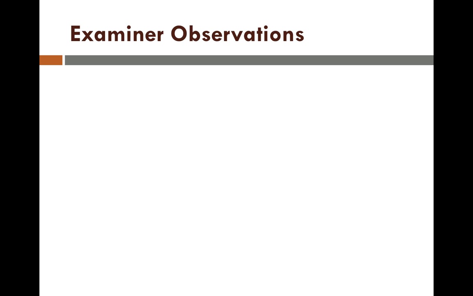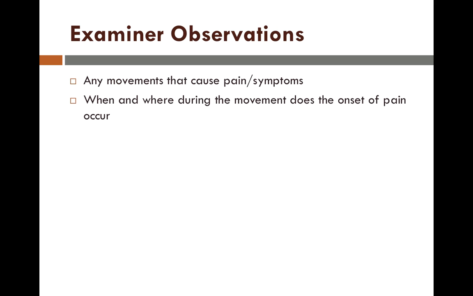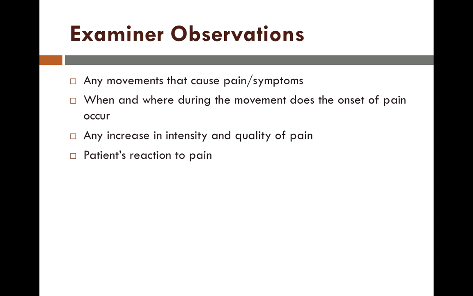What do we observe as an examiner? We are looking for any movements that cause pain or their symptoms. When and where during the movement does the onset of pain occur? Is there any increase in intensity and the quality of pain? What is the patient's reaction to pain? What is the amount of observable restriction and its nature?